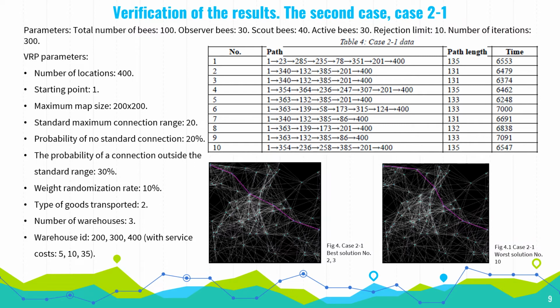These cases are actually the same because the path goes to the same points. The worst solution within these 10 simulations was simulation number 10 with a path length of 135 length units. So it was quite similar to the best solutions, only 4 units of length longer.